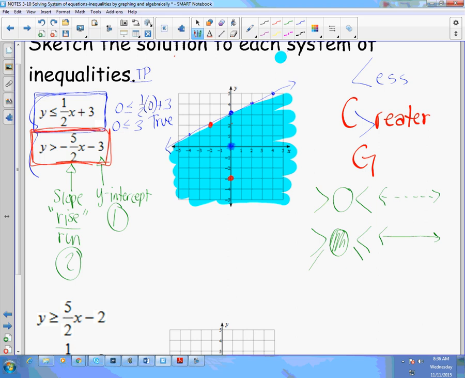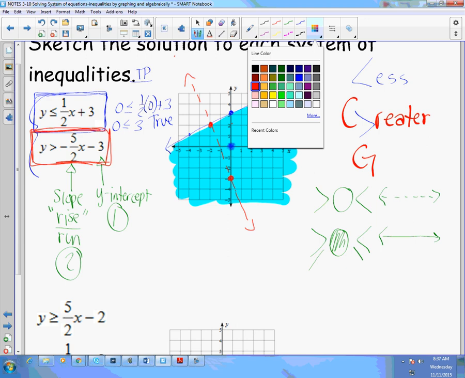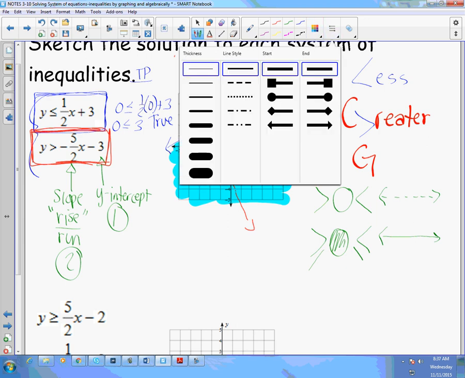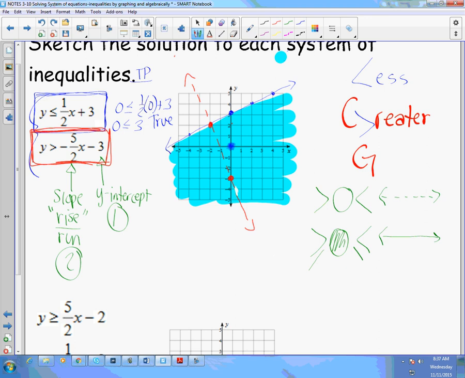Is this going to be a solid line or a dotted line? Dotted. Make sure you always check the sign. It's dotted because there's no equal to. So we're going to connect these with a dashed line. I kind of feel like I didn't leave enough space here. There we go.